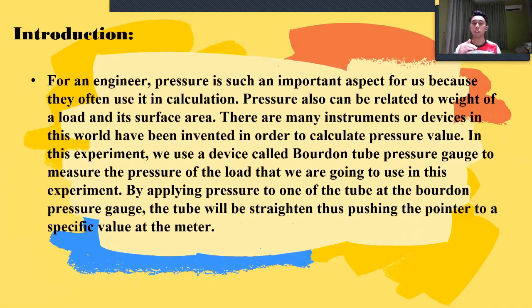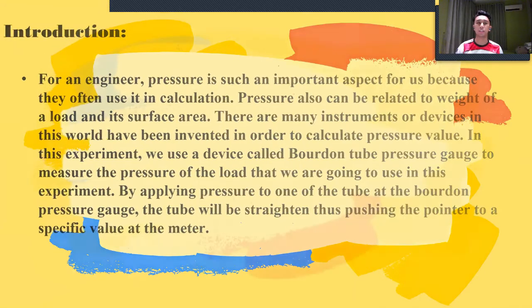It means that when we put the weight on, there is a force exerted on the piston, and it will push the fluid, and thus make the pointer point at the value of the pressure exerted by the weight at the meter. So, next.